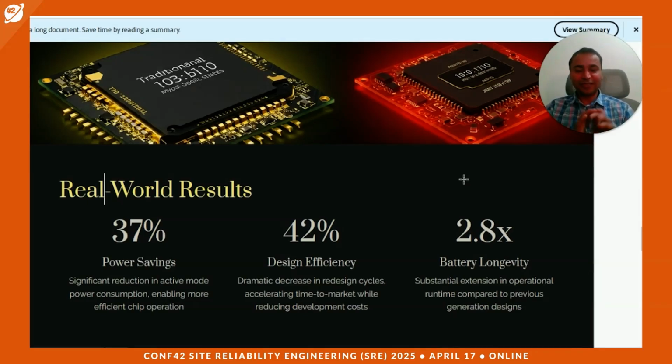We saw that when we calculated the accurate power and designed our network, we were able to improve efficiency in terms of performance by 42% without any area penalty, and battery longevity improved by 2.8 times. All these things coming from one of the battery operated devices running at very high frequency.